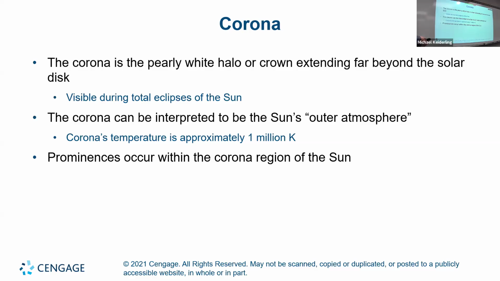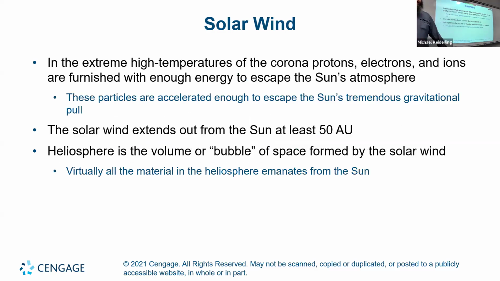The corona is the sun's outer atmosphere, and it gets heated by the sun's magnetic field to being quite hot. It's about 1,000,000 Kelvin, but it's very thin, so it doesn't really do much. And prominences occur within the corona region of the sun.